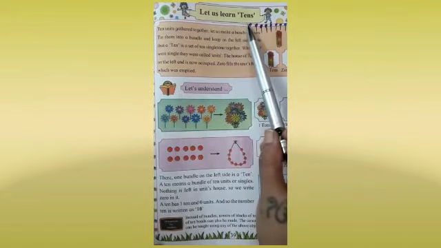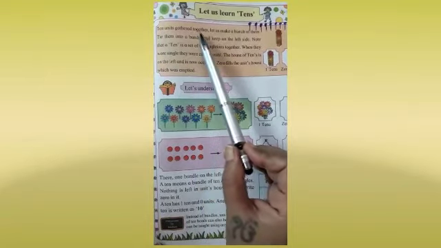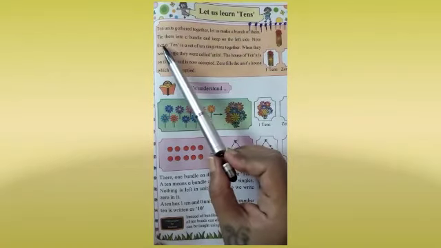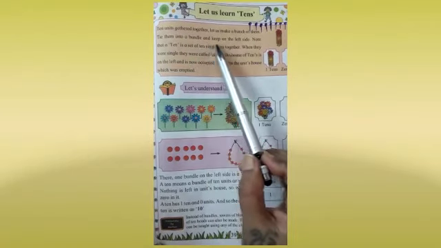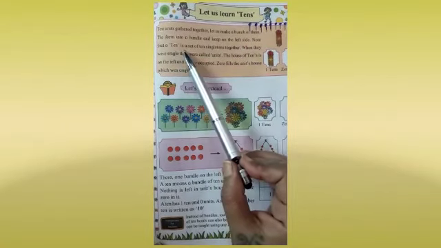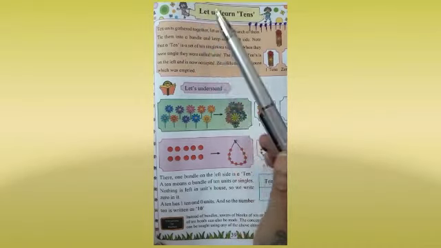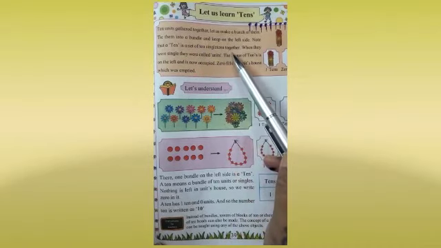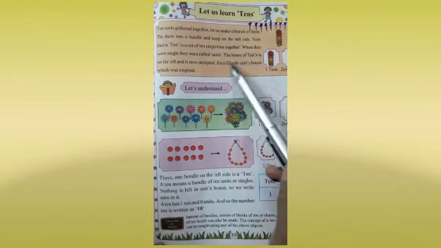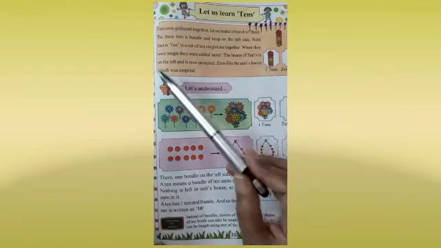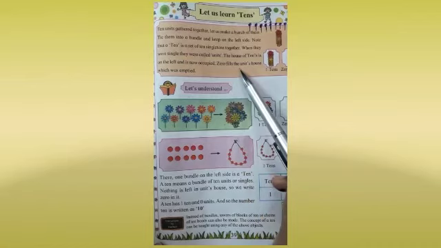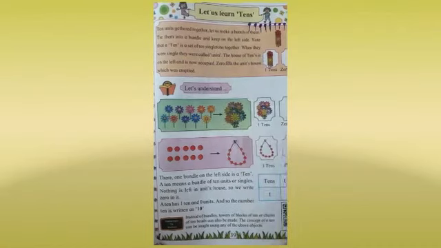Let us learn tens. 10 units gathered together. Let us make a bunch of them. Tie them into a bundle and keep on the left side. Note that a 10 is a set of 10 singletons together. When they were single, they were called units. The house of 10 is on the left and is now occupied. 0 fills the unit's house which was emptied.